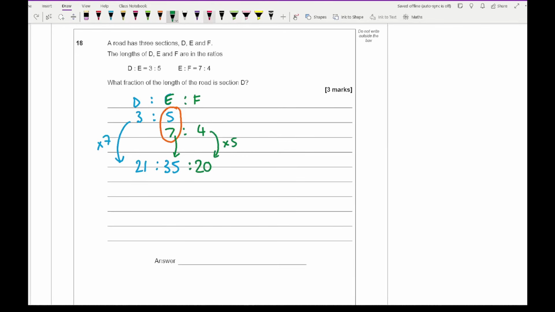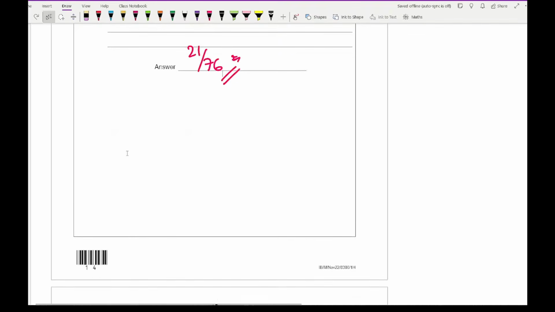Now the question is asking me what fraction of the length of the road is D. Well, looking at all of this, I can see now that I've got a total number of parts of 76 parts, and it's going to be 21 out of 76. And does that simplify? No, it doesn't. So that would be my final fraction.